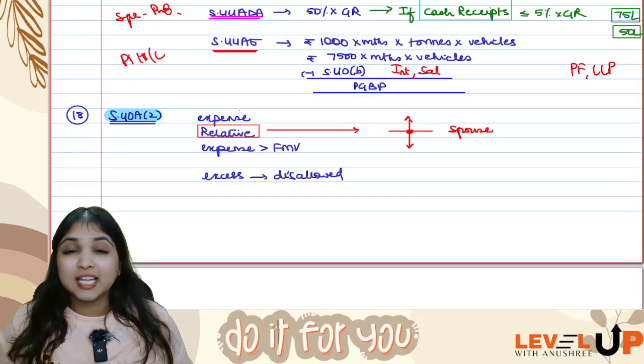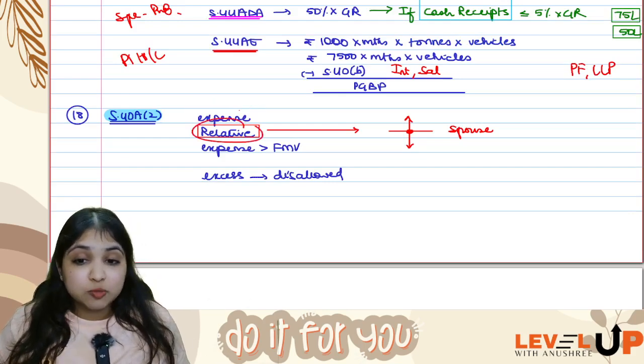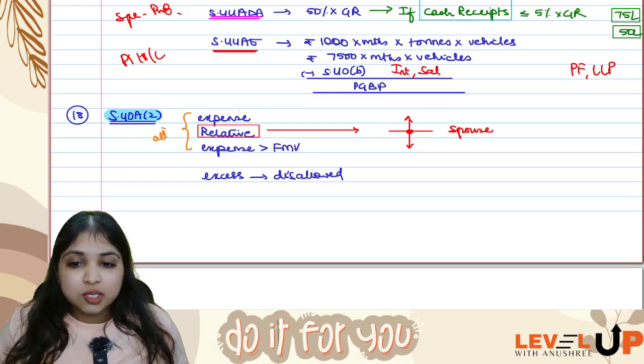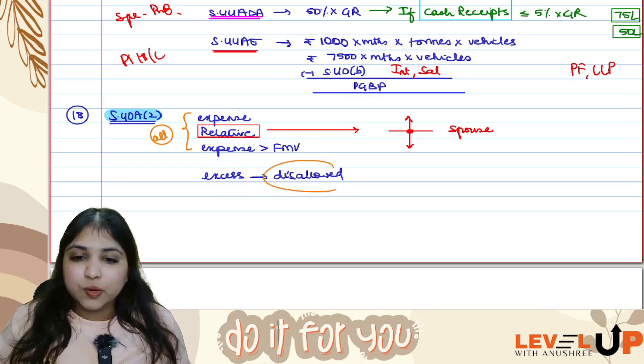Then coming to section 40A subsection 2, if the assessee has incurred an expense and if the other party happens to be a relative and if the expense is more than FMV, if all these three conditions are fulfilled, whatever is the excess expense over and above the FMV, that is going to be disallowed.